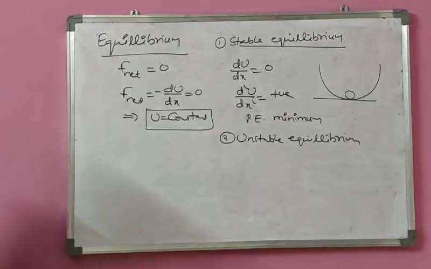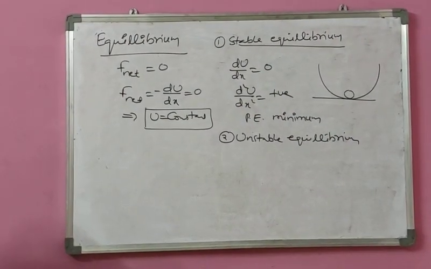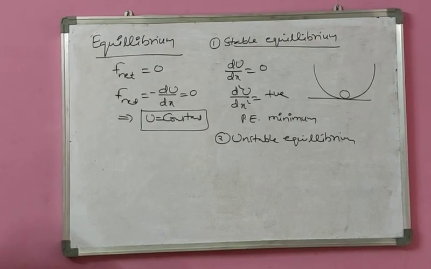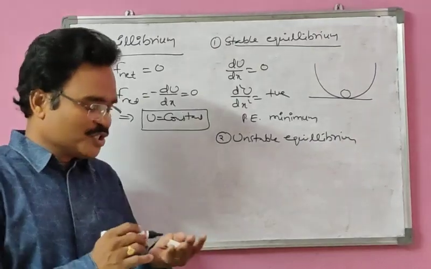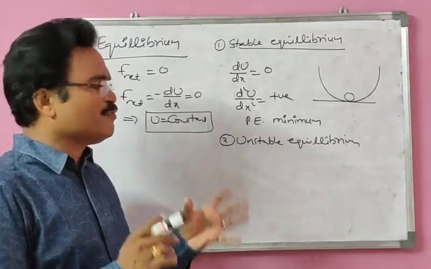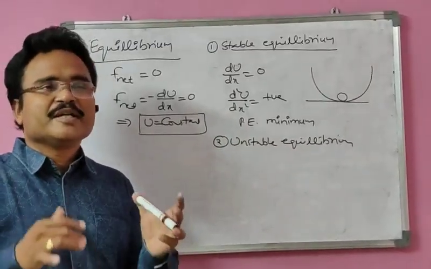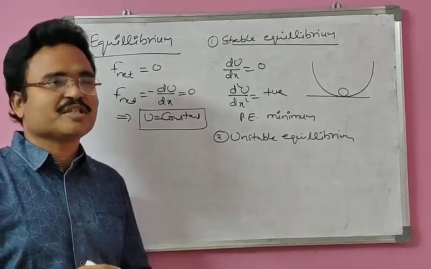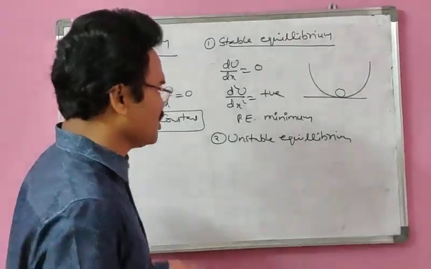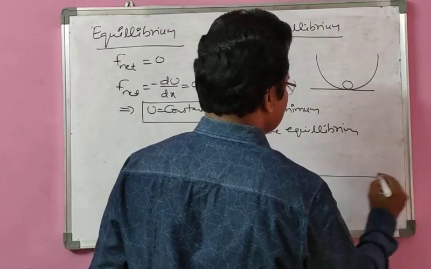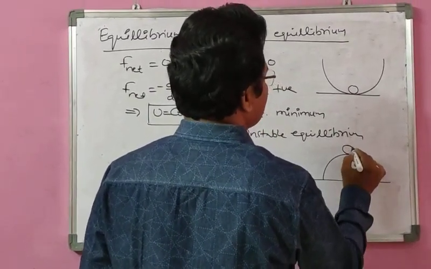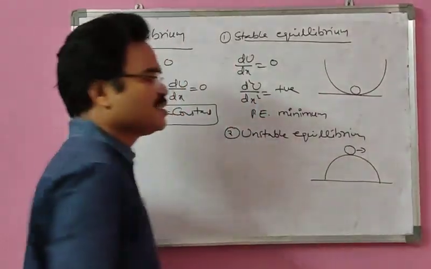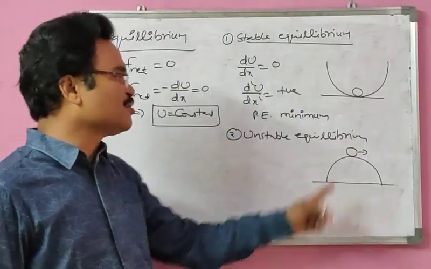In unstable equilibrium, when you displace a particle from its position, what happens here? The force always tries to displace it away from its position. That means it will not come back to its position here. For example, take the same ball but in the reverse form. Keep a ball here. If you slightly displace it, what happens here? The ball will not come back to its position.